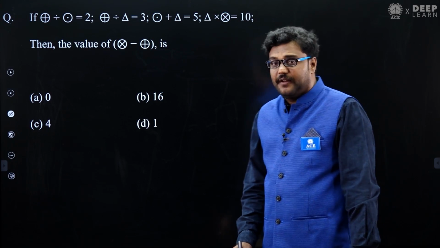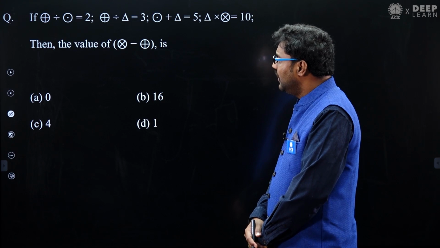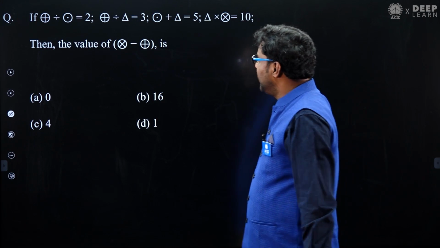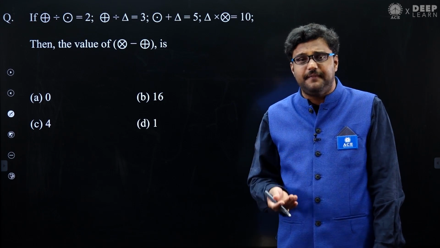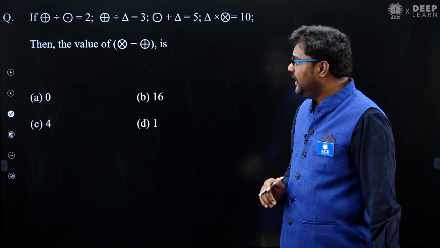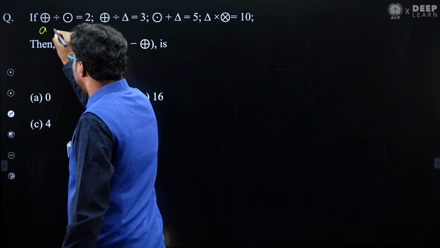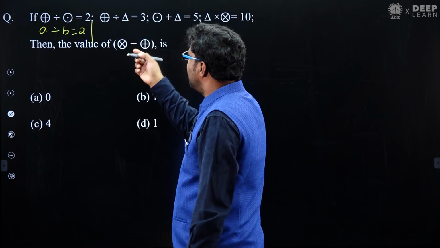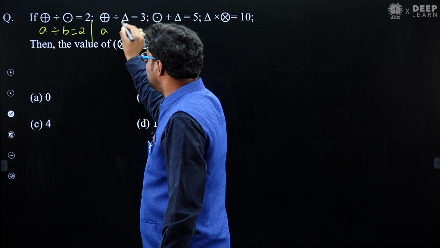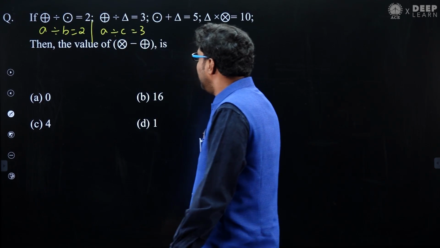See this question, my dear friends. Here they have given some symbols. You just try to put it this way. If you understand the symbols directly, fine. If you have confusion, put it as A, B, C, D. This symbol we can consider A. A divided by B is 2. This is A, and this triangle you consider as C. A divided by C is 3.